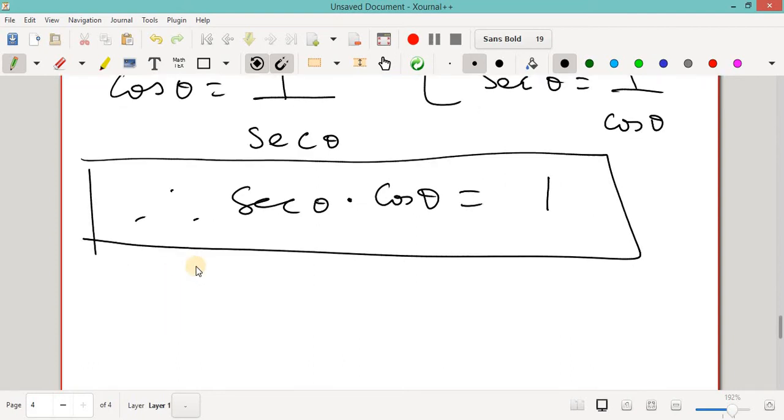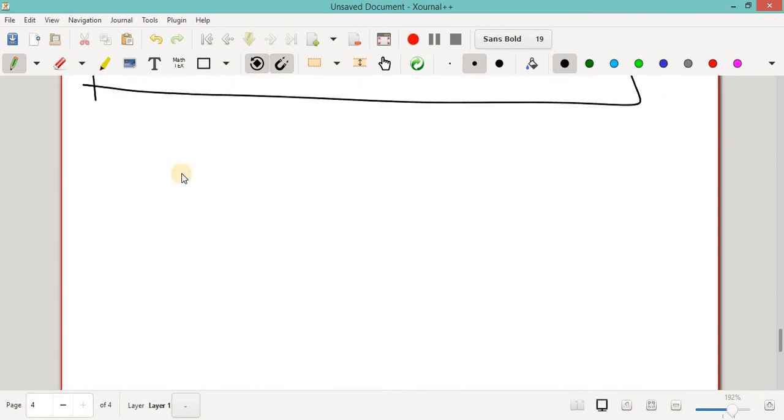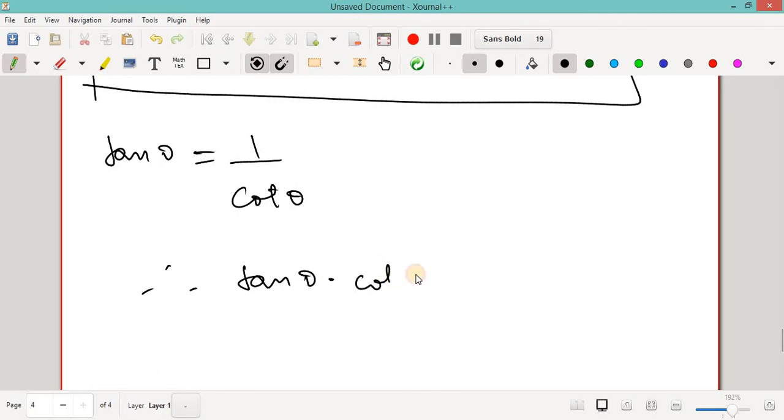Learners, the next thing is that again we can easily do, that is tan theta into cot theta equal to 1, or tan theta equal to 1 by cot theta. Now the important formula is what? Tan theta into cot theta is equal to 1. So this is again 3 important formulas I have discussed right now.